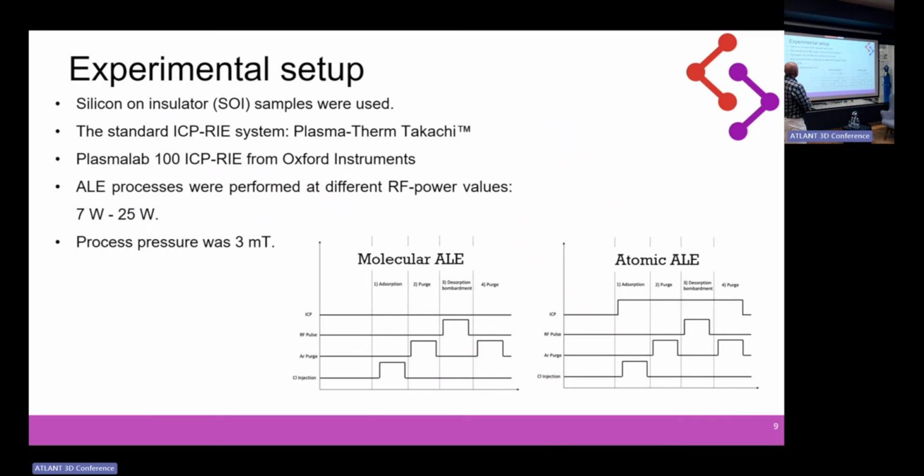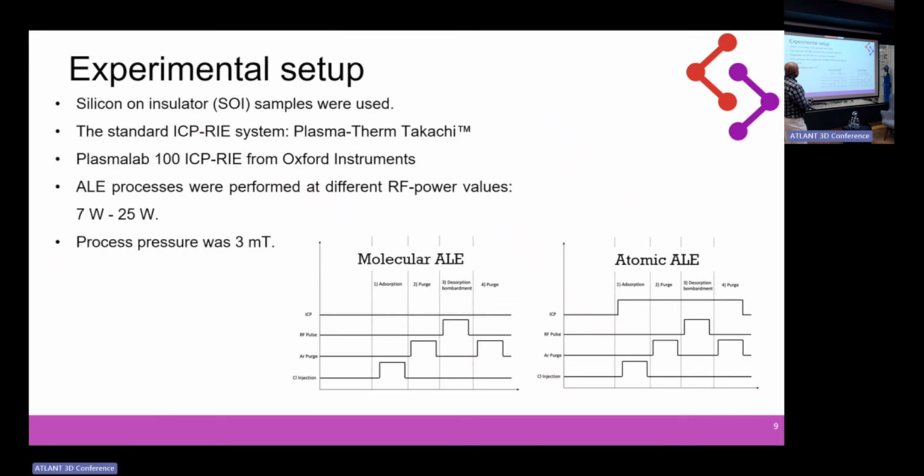Experimental setup. Mostly we used SOI samples for this ALE purpose, and we have two kinds of tools, in the Nano Lab and then Pro Nano AlixLabs. We have an ICP-RIE system from Plasma Thermo, and then we have a Plasma Lab 100 ICP-RIE. It's an Oxford Instruments system. And then ALE processes were performed at different RF regimes, from 7 watts to 25 watts, and the process pressure was 3 millitorr.